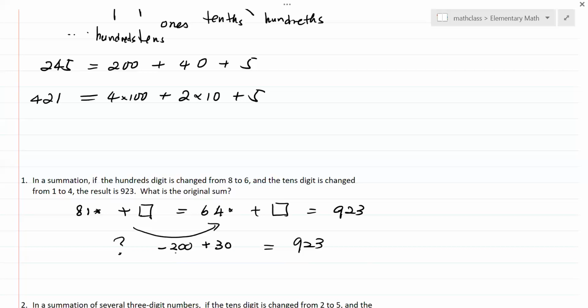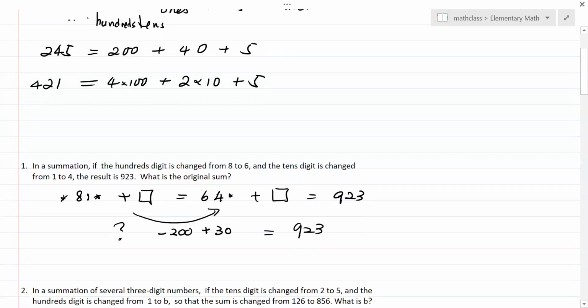Now the original number could have more than 3 digits, it's possible. We don't need to know that. So this question mark is going to be 923 plus 200 minus 30, so actually we have to add 170. So the total will be 1093.